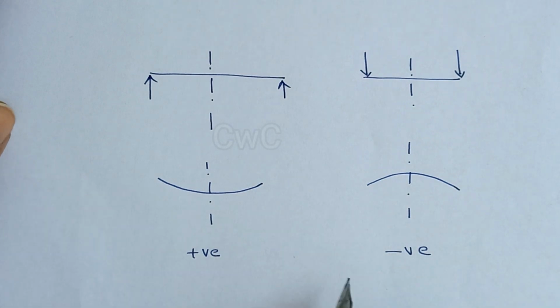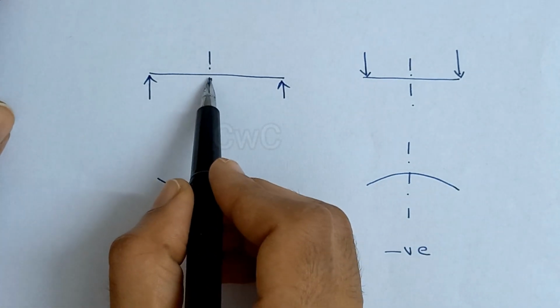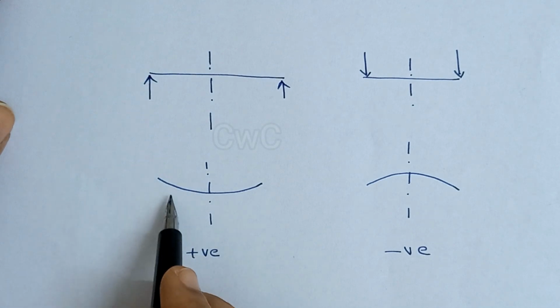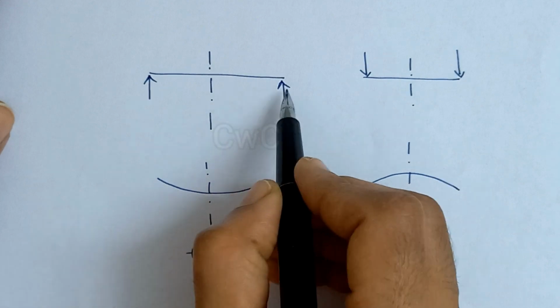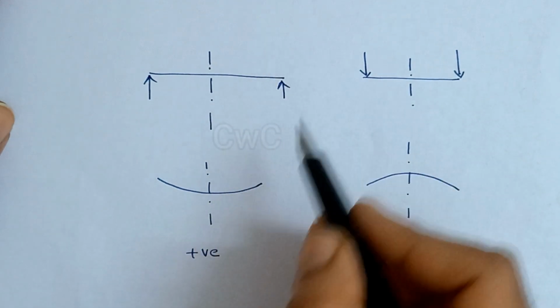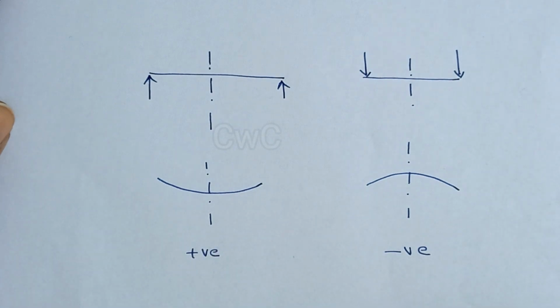Before starting the bending moment calculation, let's check the sign convention. Here, upward force on the left of the section will push the beam upward, so we'll get a sagging effect and can be considered as positive. And upward force on the right of the section also pushes the beam upward, which gives a sagging effect, so can be considered as positive.